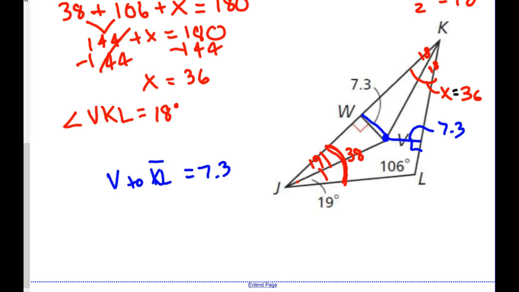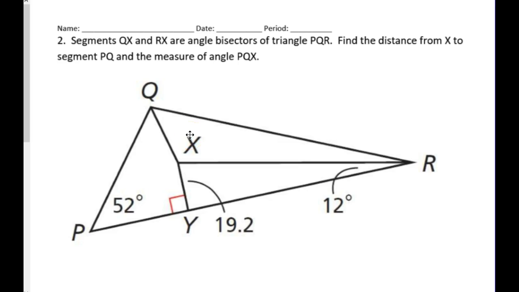Okay, we're going to do another example like that. If you can flip it over. Same thing, different numbers. Here we go. All right, segments QX and RX are angle bisectors. So again, angle bisectors means it's an incenter. So I'm going to skip down. We are looking for PQX, which is right about here. So I'm going to have to do something with what I know.